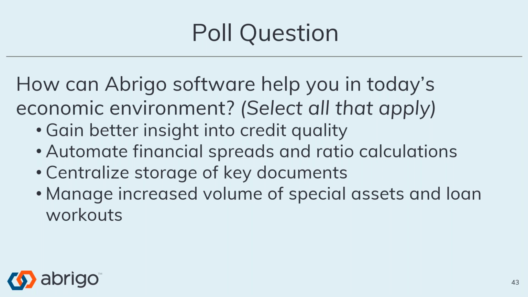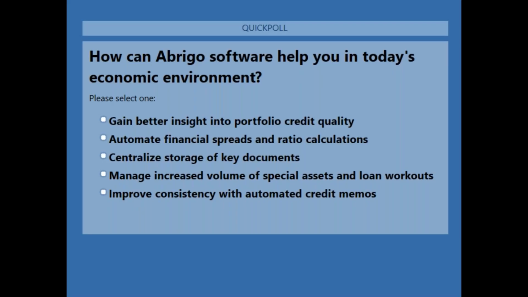Yeah, actually, I forgot we had this last one, but I just wanted to open up the floor to anybody on the call. How can Abrigo software help you in today's economic environment? Whether it's gaining better insight into credit quality, automating some of the spreads and ratio calculations, centralizing storage of documents, or maybe you're dealing with an increased volume of special assets and loan workouts, that's definitely something we can help with.